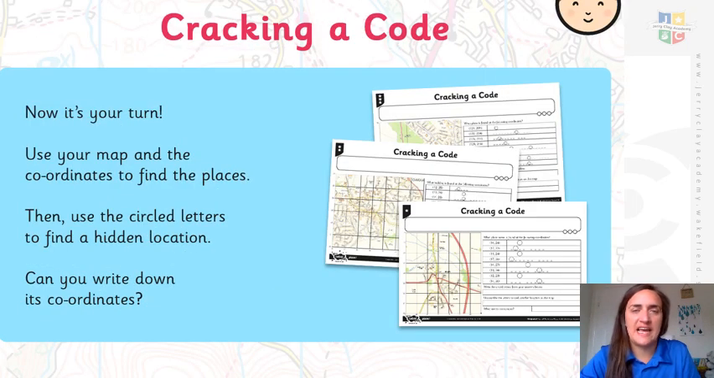So on the following slide, you're going to be given some different clues and grid references, and you're going to be using the map and those grid references to find places. There are then circled letters once you've written out the place name, and they actually then form another code. And after you've unscrambled that, you will be given another place, and then your final challenge is to try to write the grid references for that.